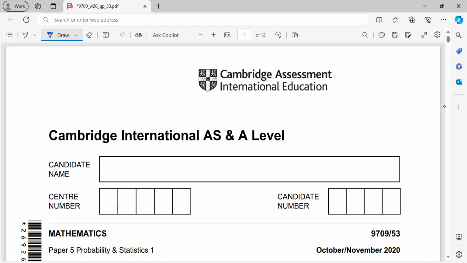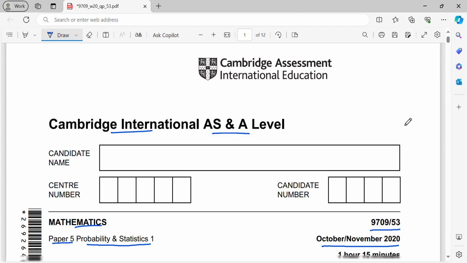This video is to discuss Cambridge International AS and A-Level Mathematics Paper 5, which is Probability and Statistics 1 for October-November 2020, and the code is 9709/53. So let's get started.